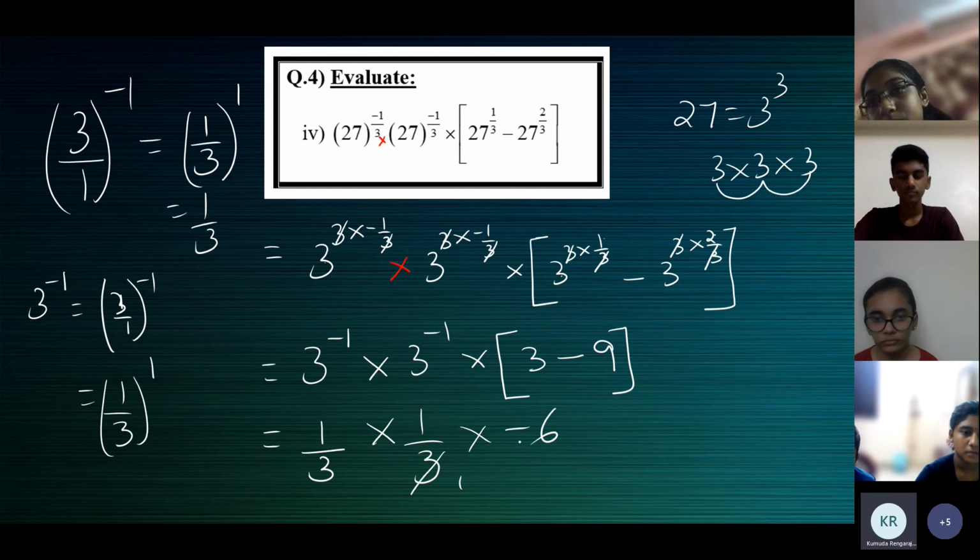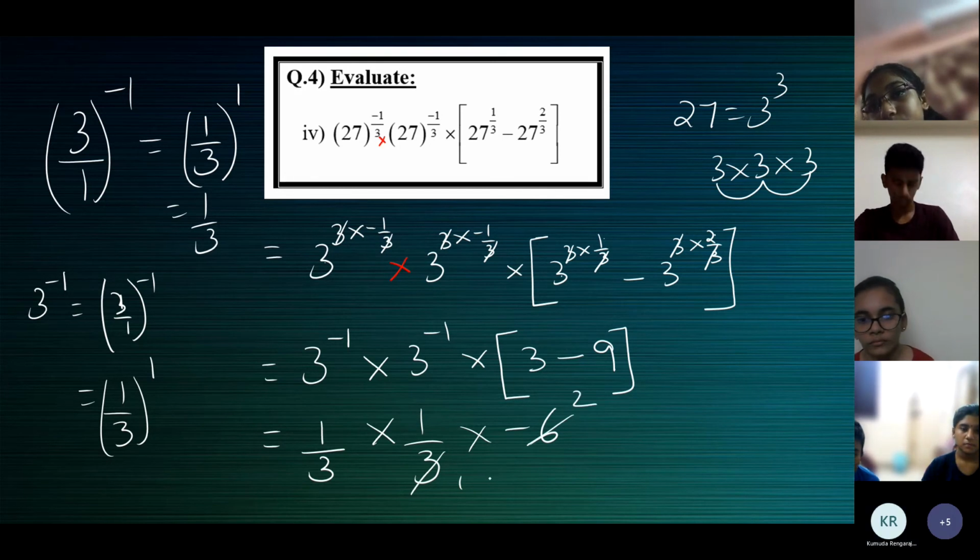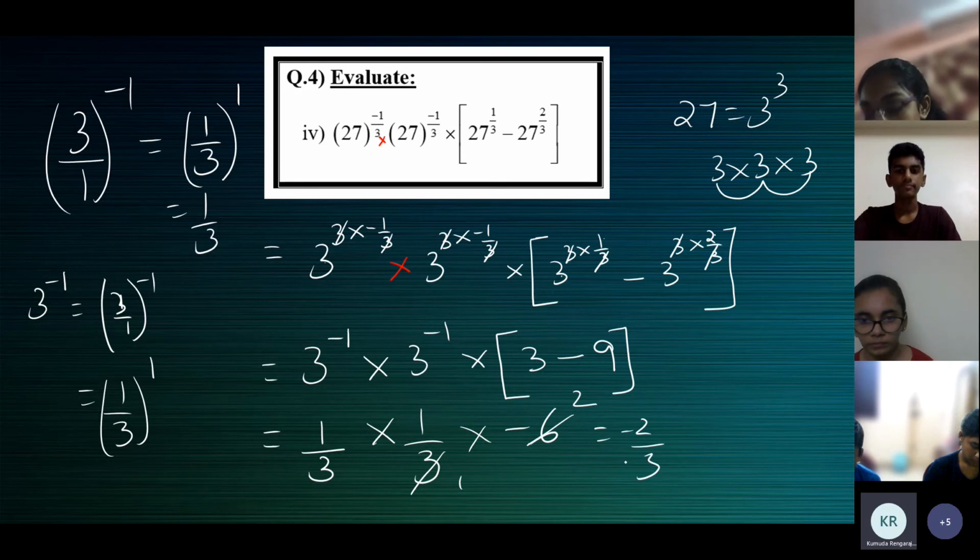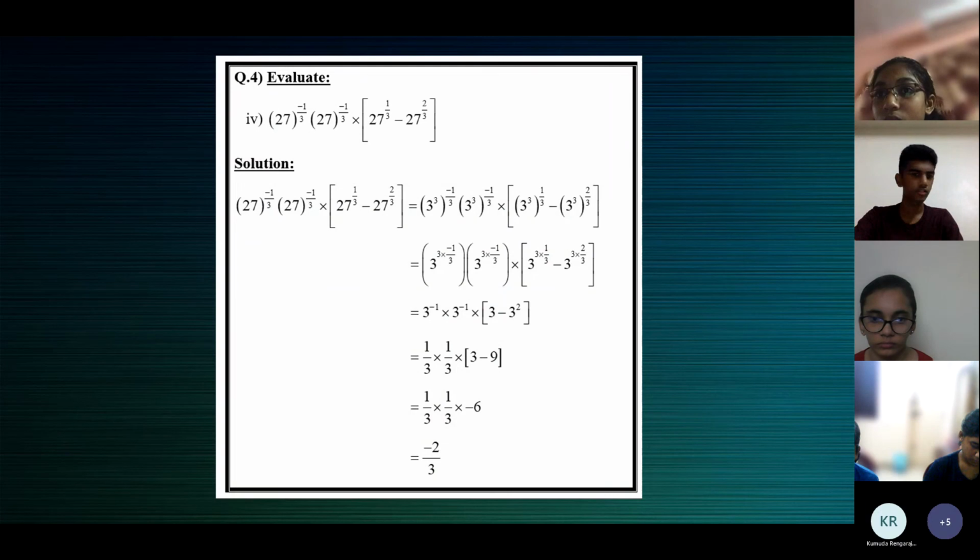Now 3 ones are 3, 3 twos are 6. So the answer is minus 2 by 3. Yes, the answer is minus 2 by 3. Write it down.